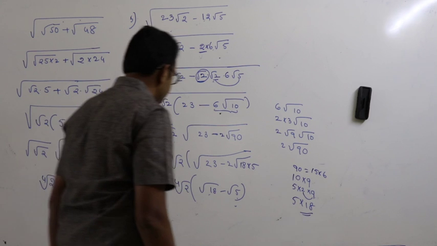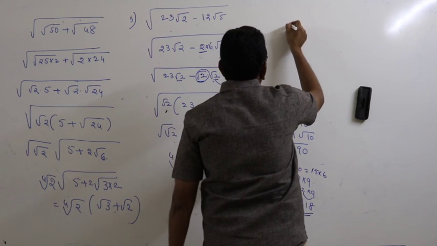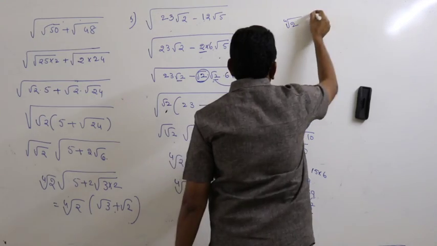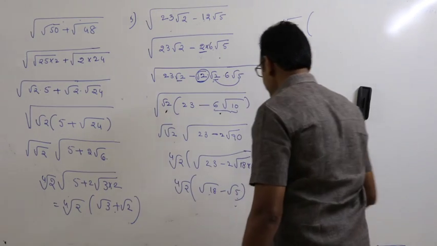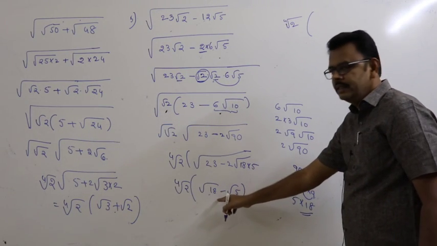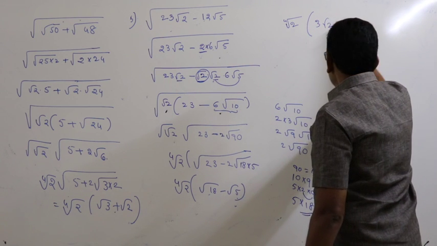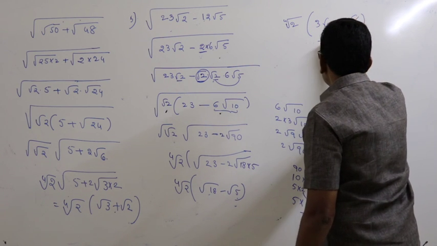That is the answer. 4th root of 2 into root 18, which is 9 into 2. Root 9 is 3. So this is 3 root 2 minus root 5. That is the answer.